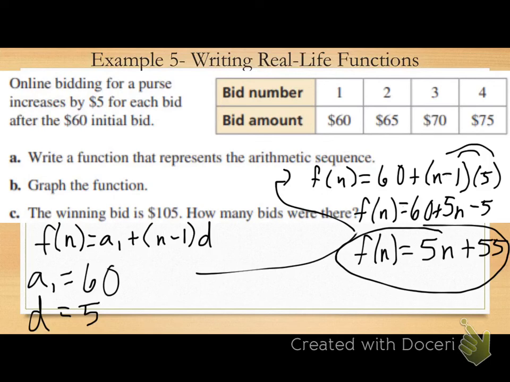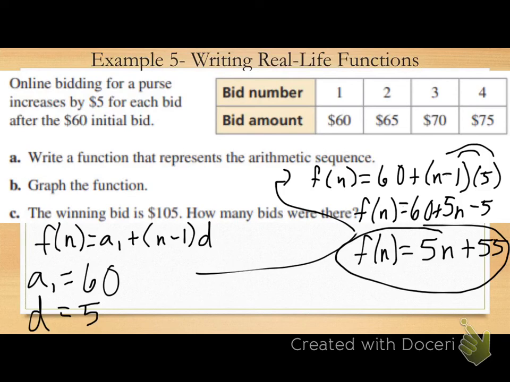For n, you could put 105. Or wait, let's think about it. Wouldn't it be like, n is my term number, correct? Wouldn't it be like putting it in as f or something? Very good. What would we treat f of n like? Which variable, x or y?